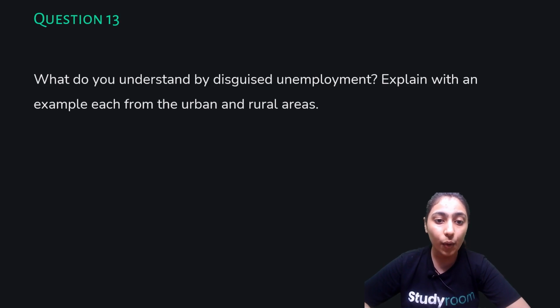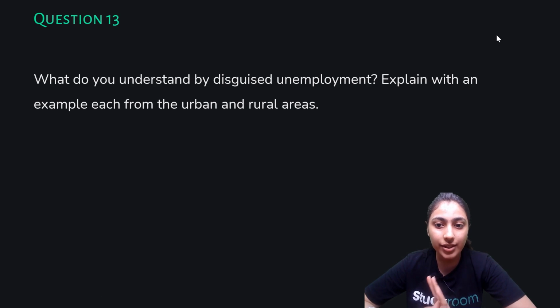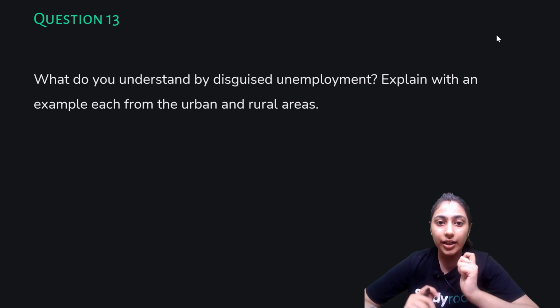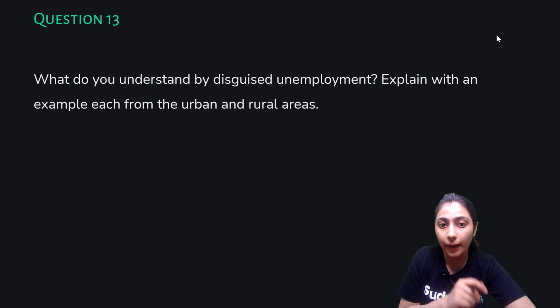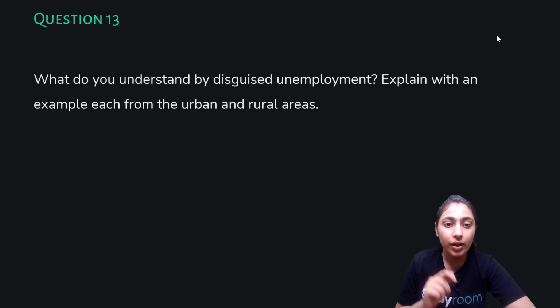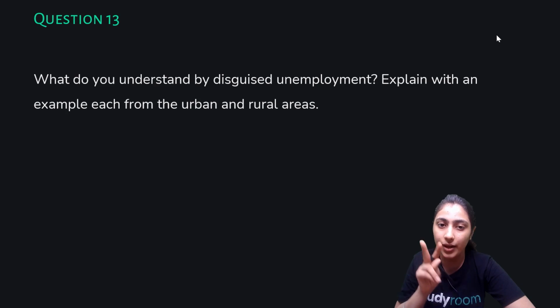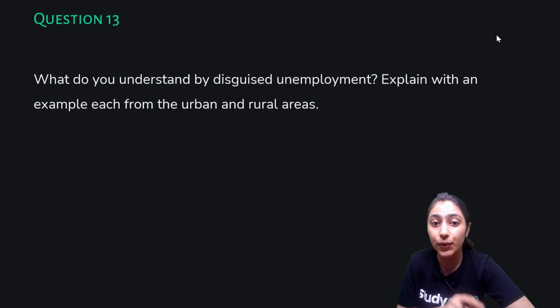Moving forward, what do you understand by disguised unemployment? Explain with an example, each from urban and rural areas. So basically, disguised unemployment means that it seems this particular person is employed, they are working, but in actual fact they are not working, they are not employed. This type of unemployment is also known as hidden unemployment. Now I'll give you an example for both, urban area and rural area. First, starting with the rural area.